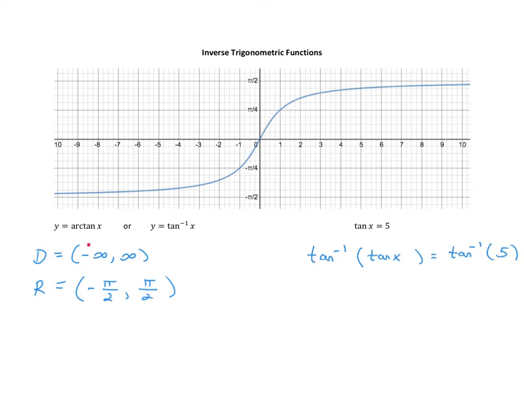Because of the way this function is set up with its domain and range, I know tangent inverse of tangent of x, these cancel each other as they're inverses, and you're left with just x. So here I have x. And on the other side, we have tangent inverse of 5, which, of course, you could also write as arctangent of 5. They mean the same thing. That is your exact answer, either one of those.